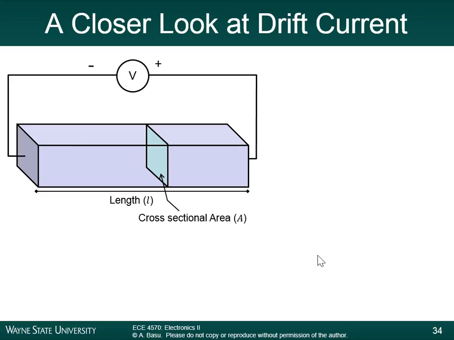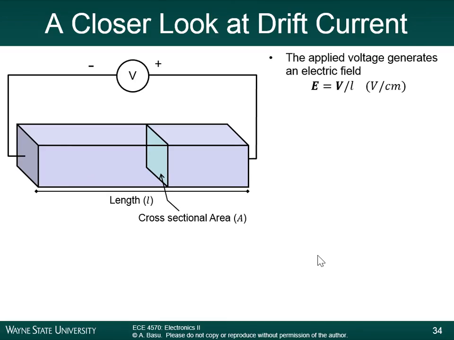When you put a voltage source over the resistor, the first thing that happens is that you create an electric field. The applied voltage generates an electric field, and the electric field is pointed in this direction. The electric field is pointed from positive to negative. That's the whole purpose of the voltage source, to create an electric field, and that's what ultimately pushes the charges. Now, a relationship for this that you may or may not remember from physics is this: the electric field is equal to the voltage applied divided by the length of the resistor. The units for electric field is volts per centimeter.